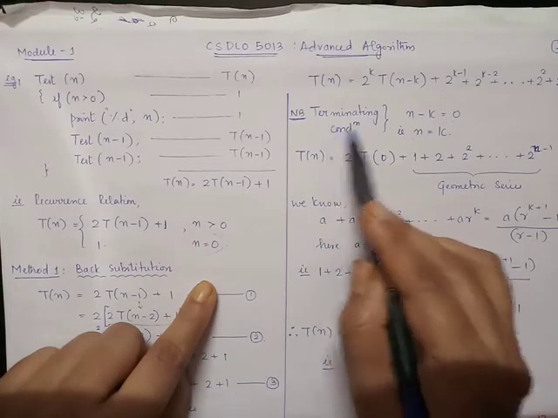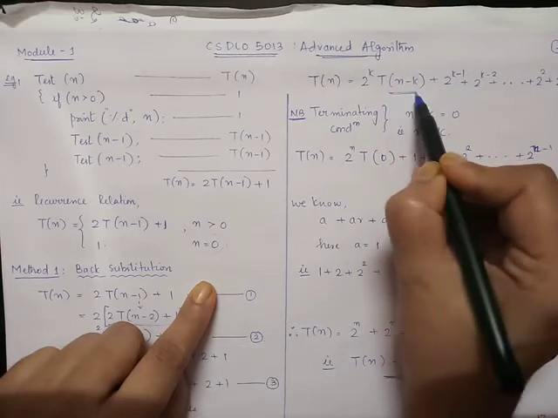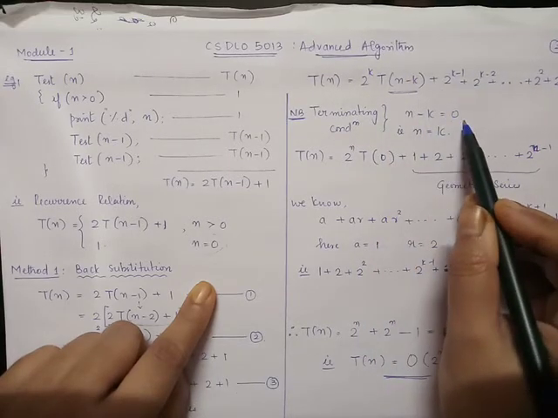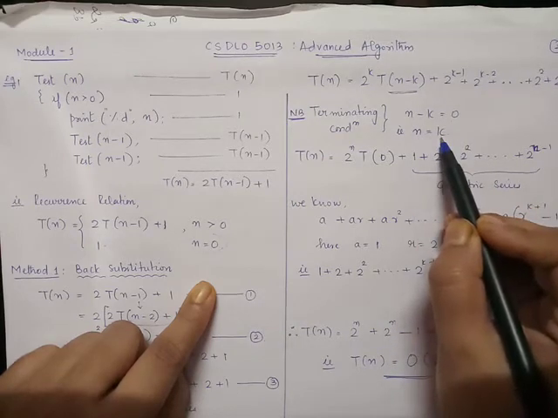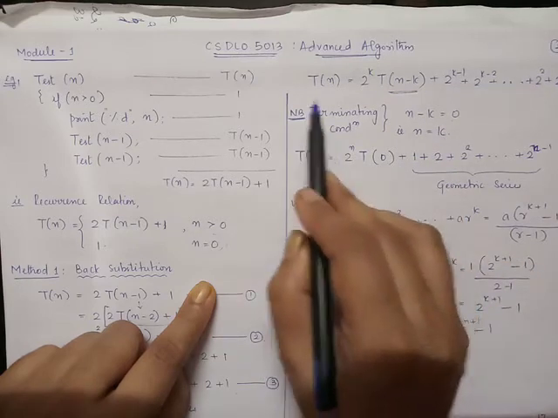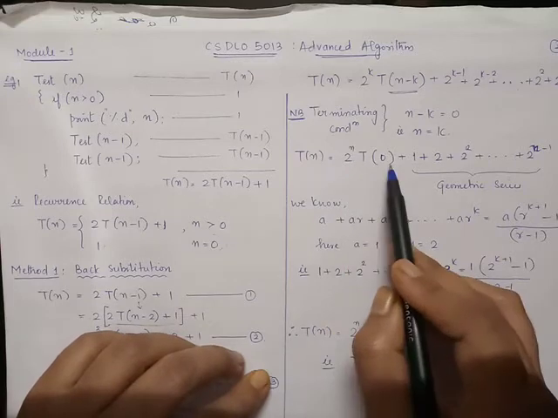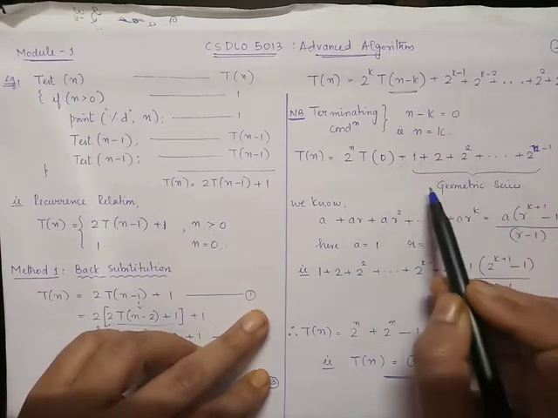Okay, so since the terminating condition here is n minus k, this value should go to 0. n minus k is equal to 0. That means n is equal to k. So here we are substituting n equal to k in this given equation, we get t of n is equal to 2 raised to n times t of 0 plus we are writing the remaining part of the equation in terms of n.